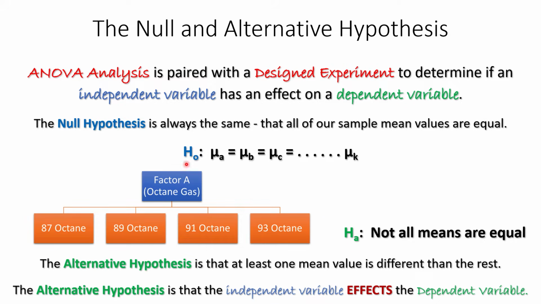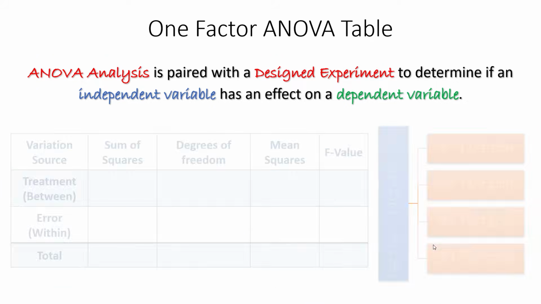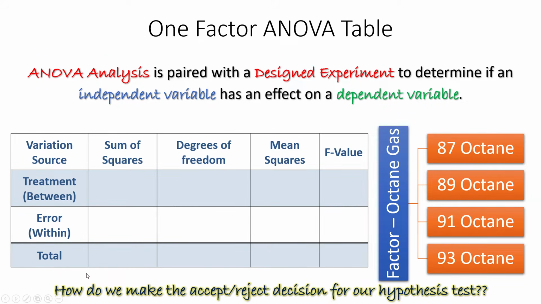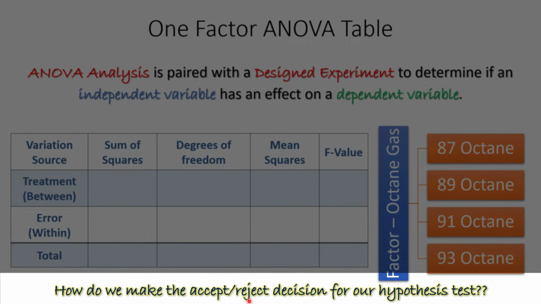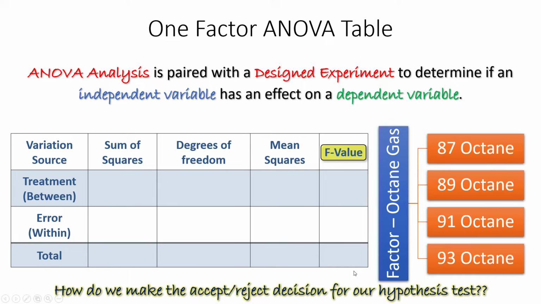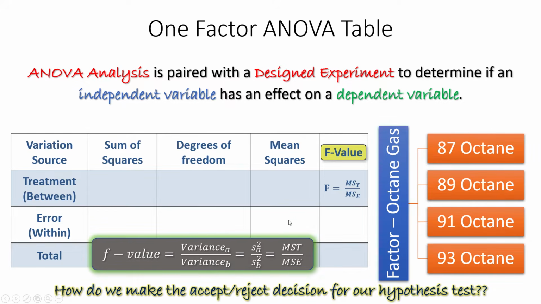Okay, so now that we have a null and alternative hypothesis, the question is how do we make a decision between those two, right? I love this question. How do we make the accept-reject decision for our hypothesis test? Now, if you think back to statistics, or if you've done hypothesis testing in the past, we're going to use what's called an F value, okay? And you can see it here. You can see the equation here that we're going to use to calculate our F value to make our accept-reject decision. And you can see that it is equal to the mean square of the treatment divided by the mean square of the error.